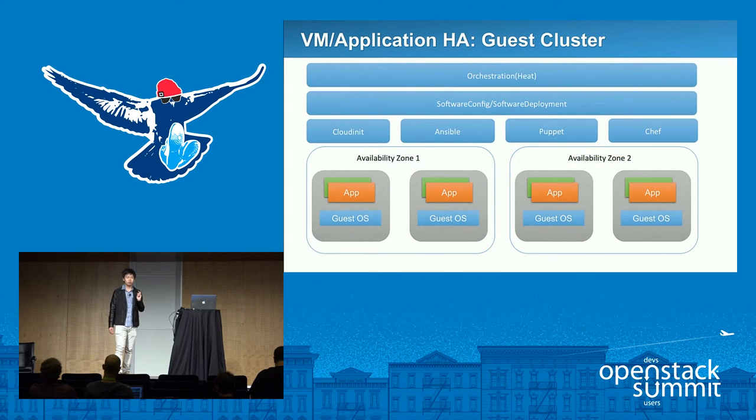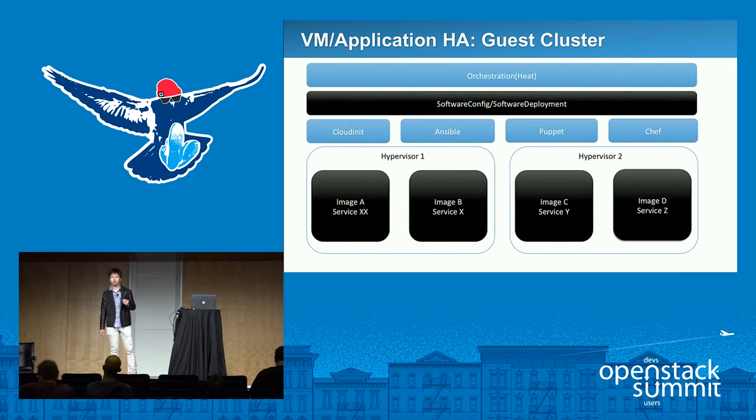So this picture shows how our clients use our cloud. They normally use an orchestration engine like Heat to create a bunch of virtual machines as a cluster and distribute them into different availability zones, and then use software deployment technology like Cloud-Init, Ansible, Puppet, Chef, or Salt to deploy their applications on the virtual machines.